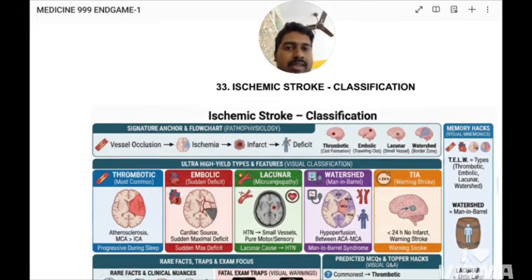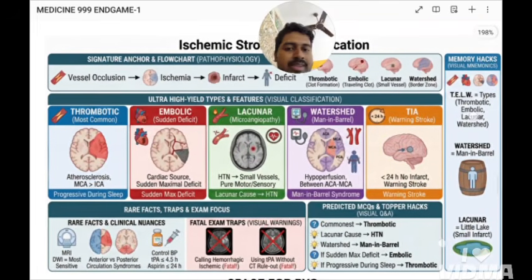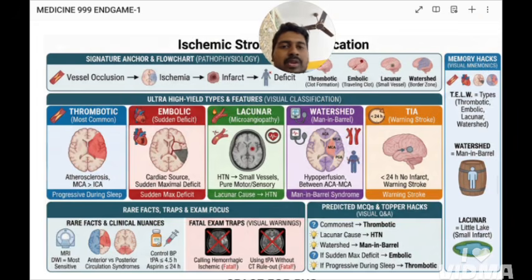Moving on to the next topic, that is stroke classification. Again, once more, we'll just brush through this. Different types of stroke are, one is thrombotic stroke, which occurs because of atherosclerosis due to thrombosis, and here middle cerebral artery involvement is more common than internal carotid artery. Next is embolic stroke, mainly cardiac source. Okay, and it has sudden maximal onset, deficit at once.